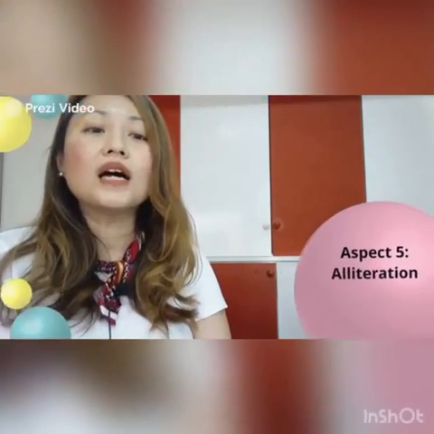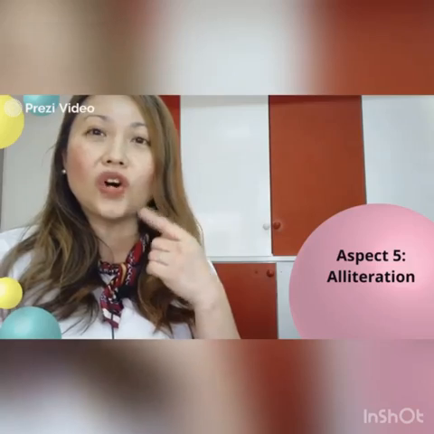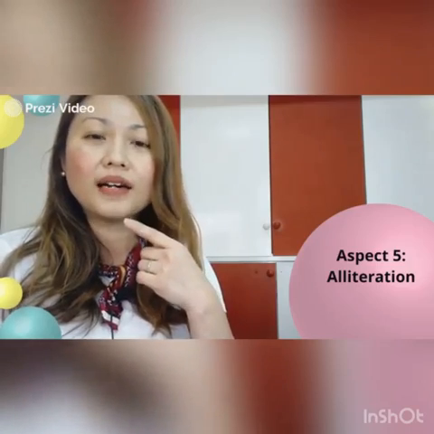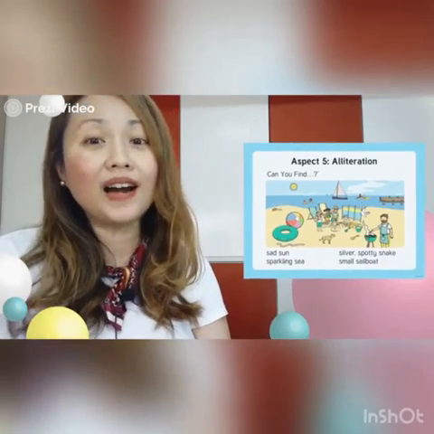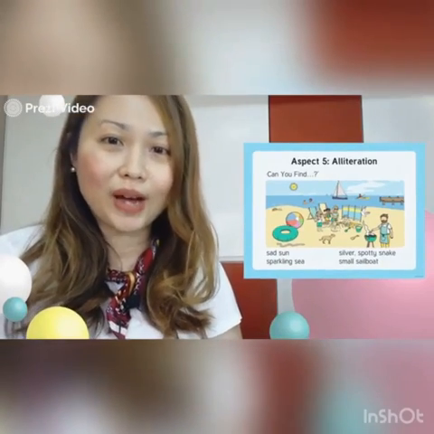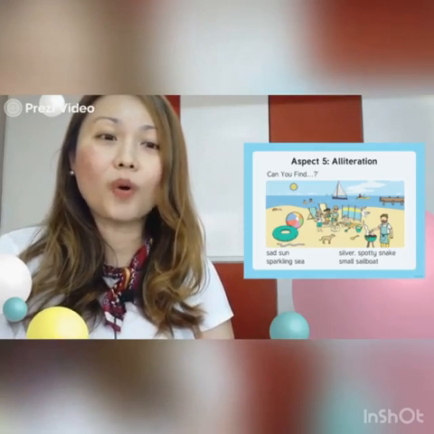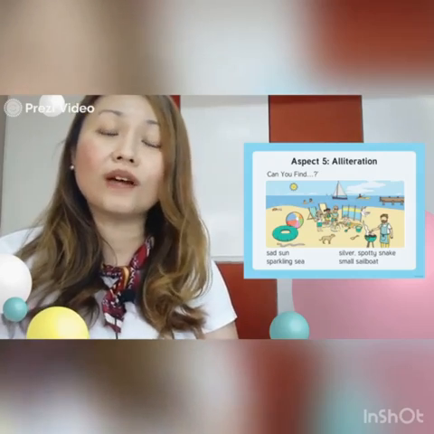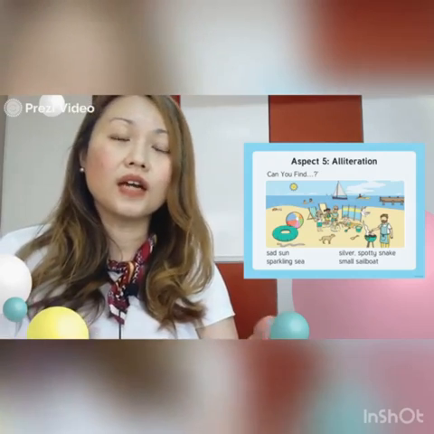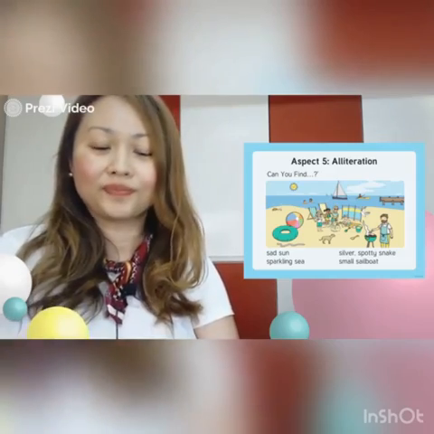Now coming into aspect 5 is alliteration. So production of sounds with your tongue. For example, can you find the sad sun? Can you help me with that? Or can you find the silver spotty snake in a visual? Again, you don't have to specifically find visuals from books. You could also use your surroundings.